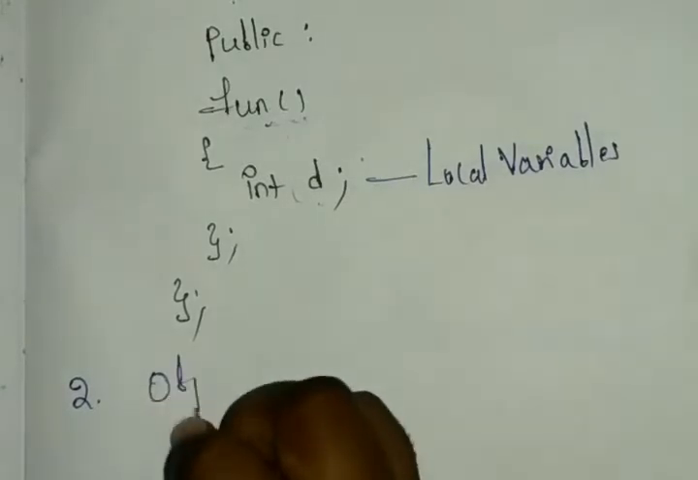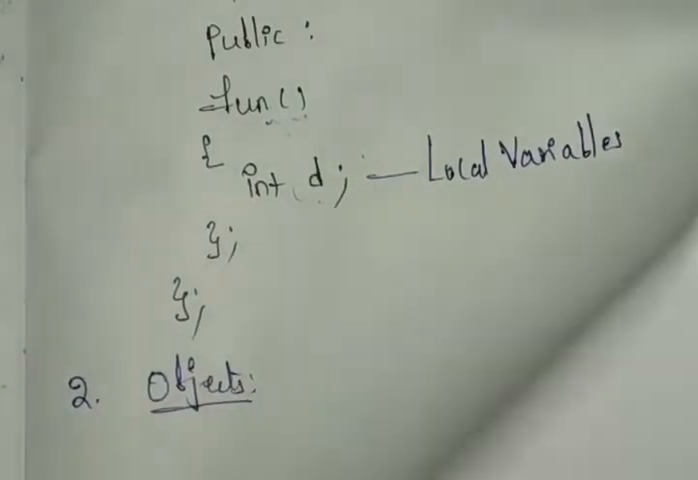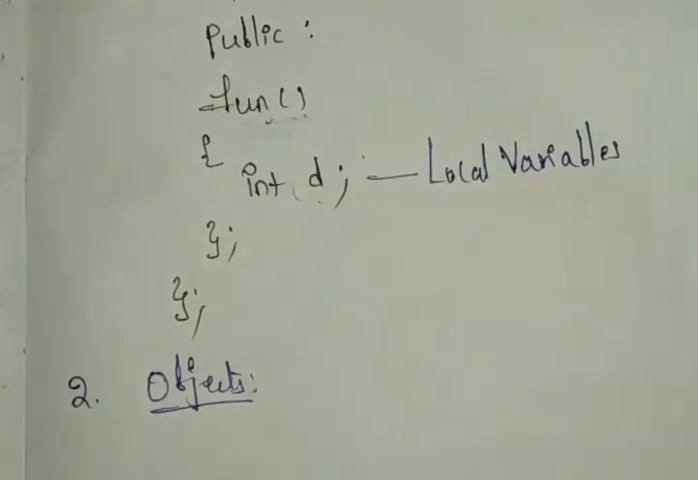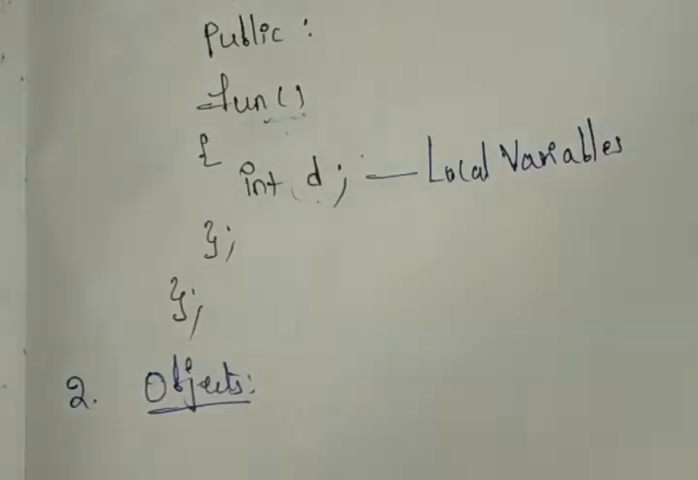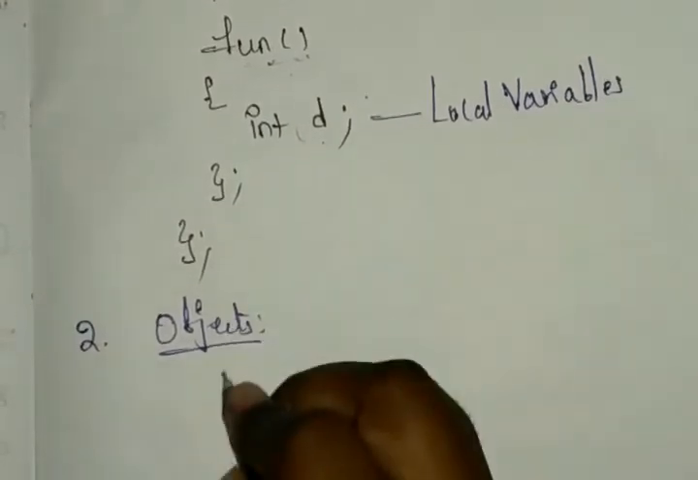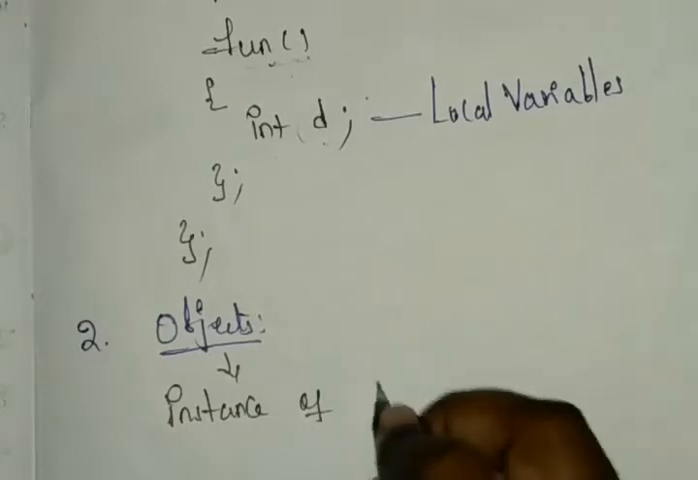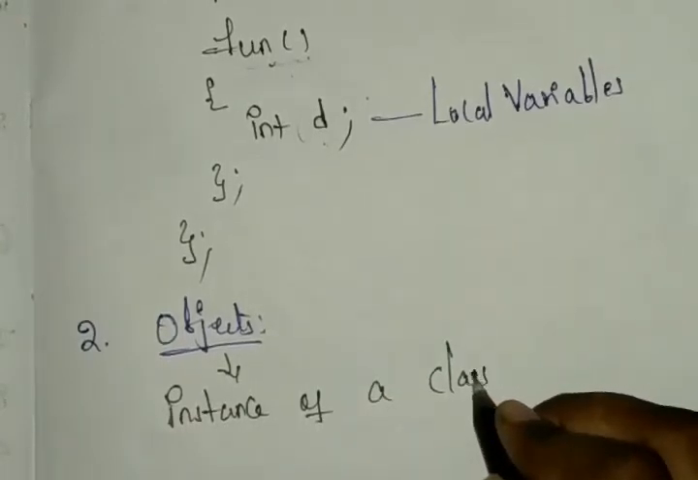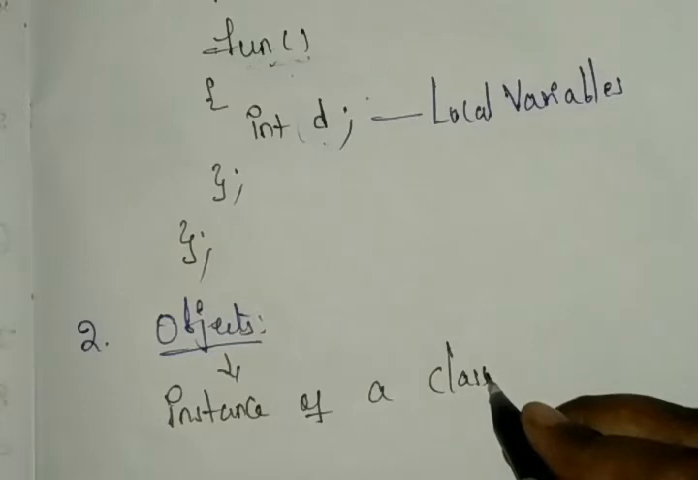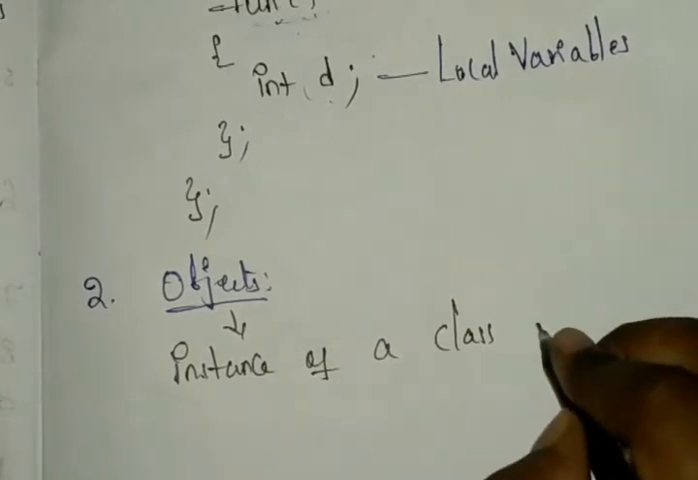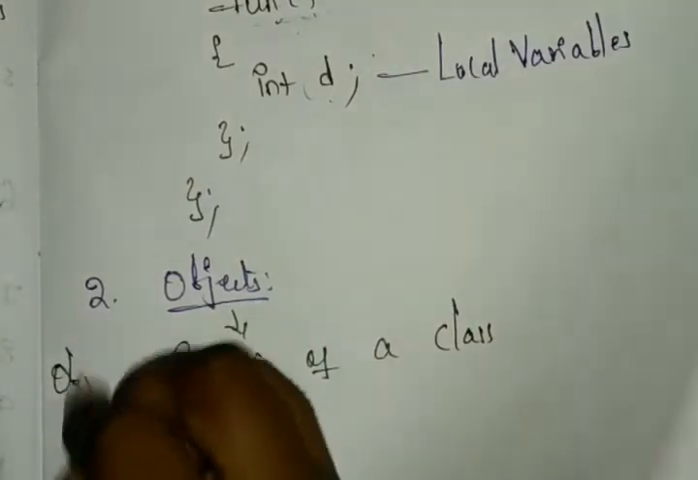Here, if we need to perform the objects, right? This can be defined as an instance of a class. Why are you using objects? To access the members of the classes. So the object is an instance of a class. By using this instance of a class, we can access the members of a class.